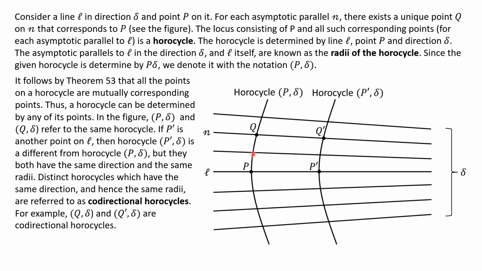And if I gave a name to this point here, if I called this R, then R delta would also represent the same horocycle. If we take another point P prime here on L, then the horocycle P prime delta is different from the horocycle P delta. So this point here gives rise to another horocycle, and I could have picked a point here, and that would be another one. So you basically have an infinite number of these horocycles lined up one after another. Distinct horocycles which have the same direction, and hence the same radii, are referred to as codirectional horocycles. So this one here, and if I drew another one here, they would all be codirectional horocycles.